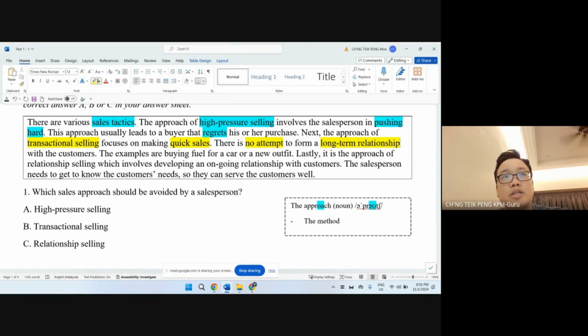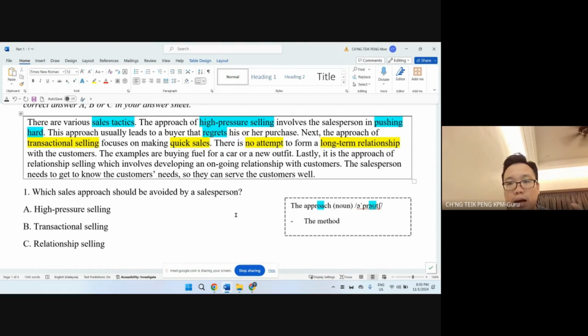Okay, imagine your father goes to a petrol station and then buys fuel, to pump fuel into your car, and after that, the owner of the petrol station won't call your father and ask, "Hey, Mr. Wong, how was the fuel? Are you happy with the fuel from my petrol station?" They won't ask you that, right? So that is what we call quick sales.